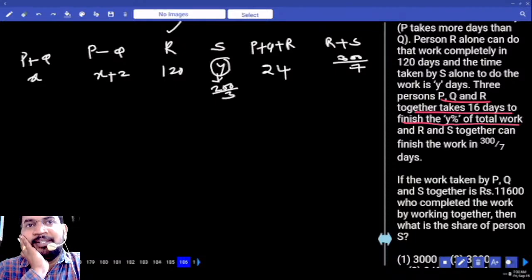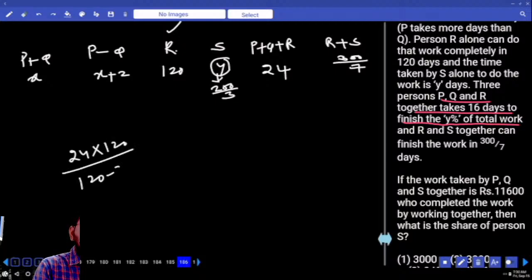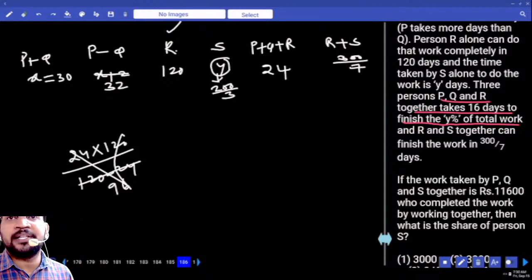ఎవరు మాట్లాడలేదు అన్న. Nana, we know PQR na, we know R na. If you subtract R from PQR, then you will get P and Q together na. Same rule, XY by Y minus X rule. Yes or not? Then tell me na, 24 into 120/120 minus 24. 120 minus 24 is how much na? 96. 24 4s are 96, 30 times. ఎవరు మాట్లాడలేదన్నా, అంటే X value will be what na? If X value is 30, X plus 2 value is 32.